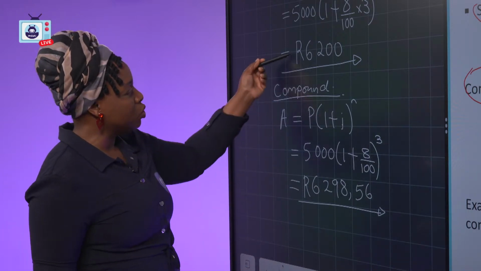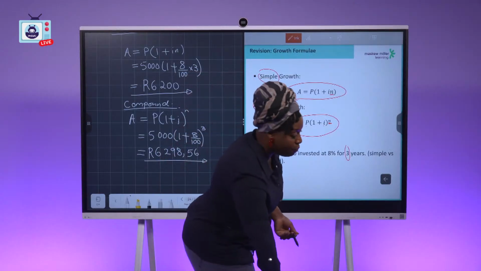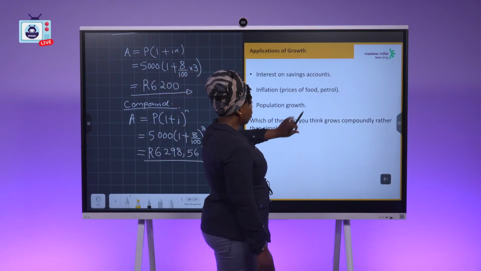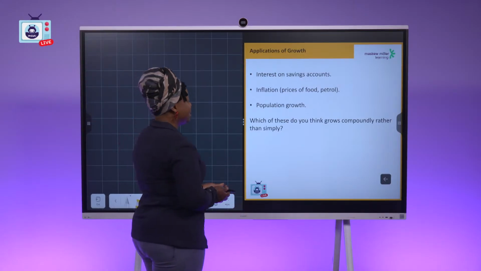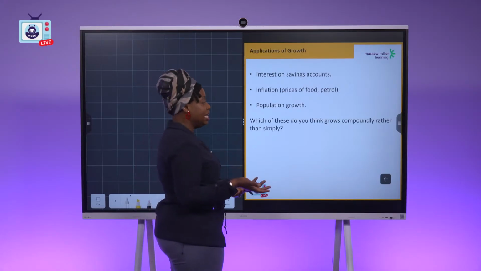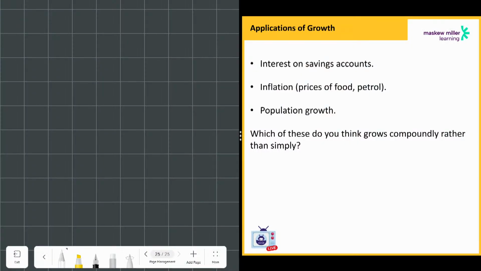So that is what you need to know and understand, that now we have confirmed that with simple interest, you're always going to get less than what you would have got if you did it with compound interest. Okay. So as we are busy with this, just always ask yourself, which of these or anything that is at home do you think grows compoundly, and which one grows simply? If you look at the interest of a savings account, you can ask your brothers, your sisters, your mothers, if they are saving, what is the interest they are getting? Is it simple interest or is it compound interest?